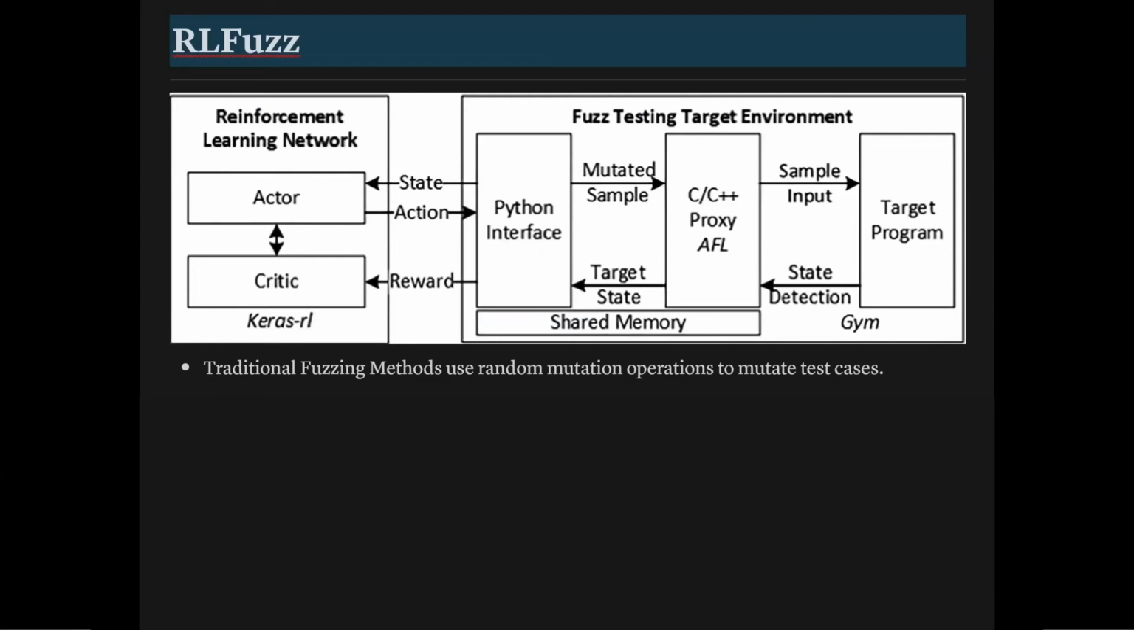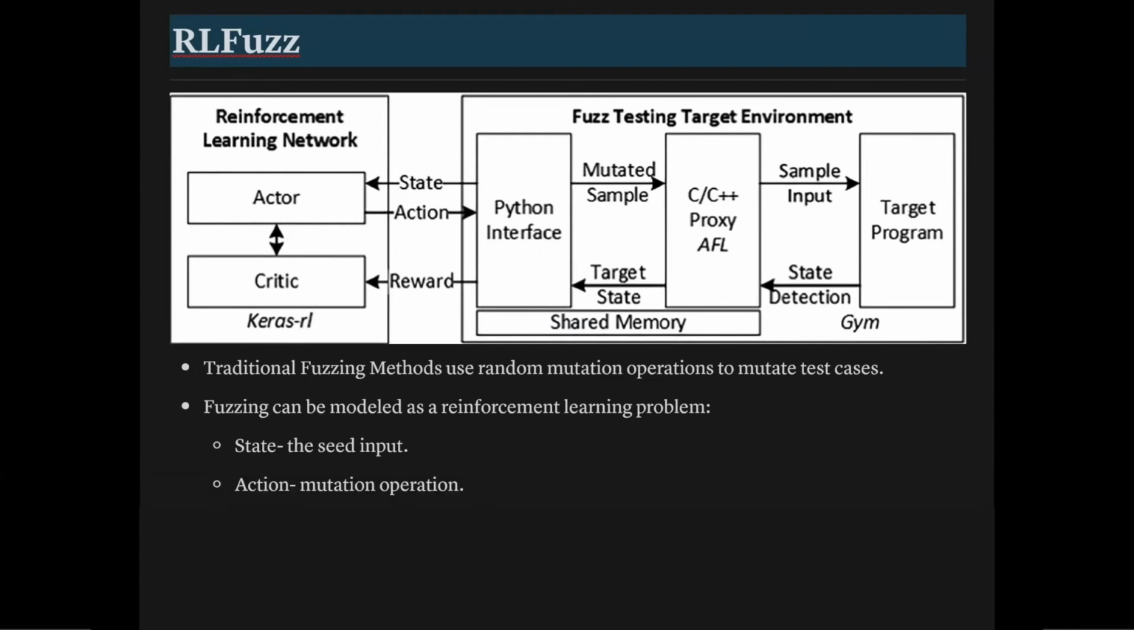RL-Fuzz is a policy-based reinforcement learning model that leverages the deep deterministic policy gradient algorithm to select a mutator operation based on test case input. Fuzzing can be modeled as a reinforcement problem by abstracting elements into state, action, and reward. To utilize reinforcement learning, RL-Fuzz uses an actor-critic agent.